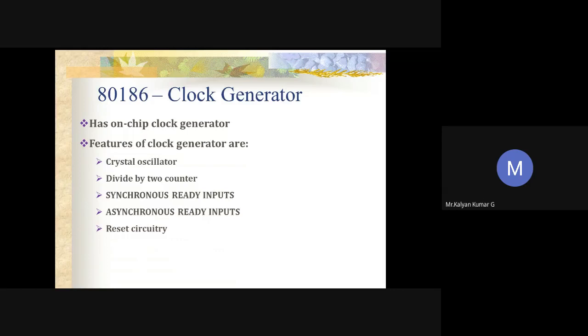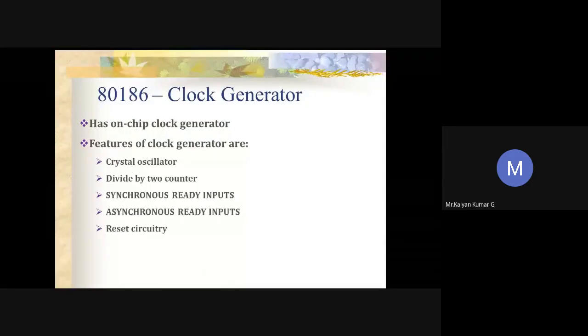From here, I may ask you some questions. So what about 8086? Whether it has an inbuilt clock generator or an external clock generator? In 8086, we have external. Very good. So we have an external clock. Whereas in 80186, it has an on-chip clock generator. This clock generator you can use for both external as well as internal clock generation.